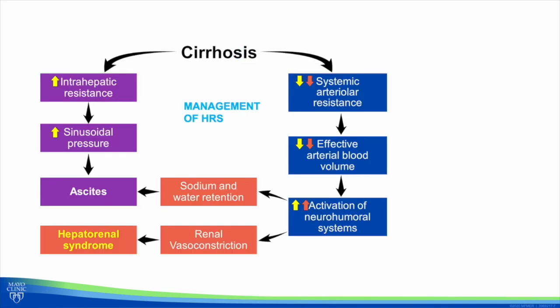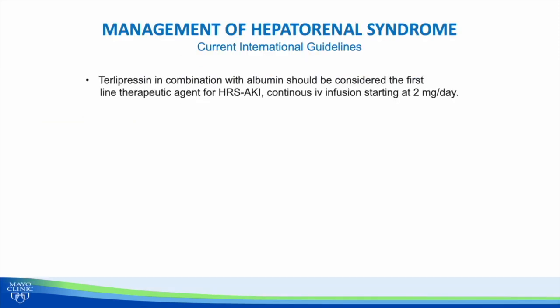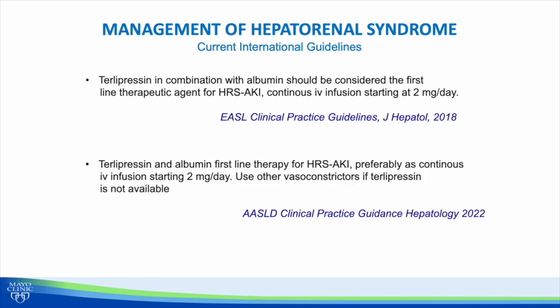So this is how you would manage them. Patients have cirrhosis, so consider liver transplant. That's the definitive treatment of hepatorenal syndrome. They have low volume, so you will give them albumin. They have vasodilatation, so you will give them vasoconstrictors. So this is the basis for management of hepatorenal syndrome. The current guidelines of both the European Society and the American Society is to use a combination of terlipressin with albumin. Note here, they recommend a continuous infusion, which is actually safer, though the package insert will tell you to give 1 milligram 4 times a day to start off with.